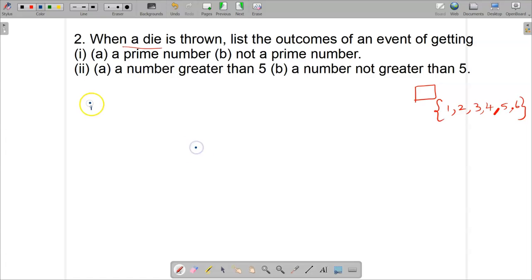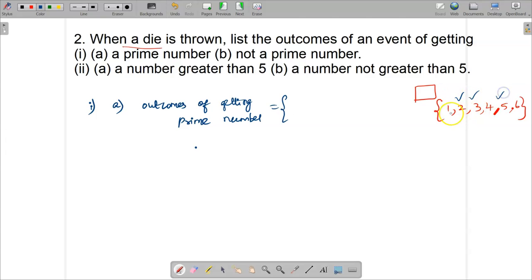They are asking to list the outcomes of an event of getting a prime number. That is option A, outcomes of getting a prime number. What are all the outcomes I can have? The prime numbers are 2, 3, 5. In this list of 6 numbers, the prime numbers are 2, 3 and 5. So 2, 3, 5 are the outcomes.